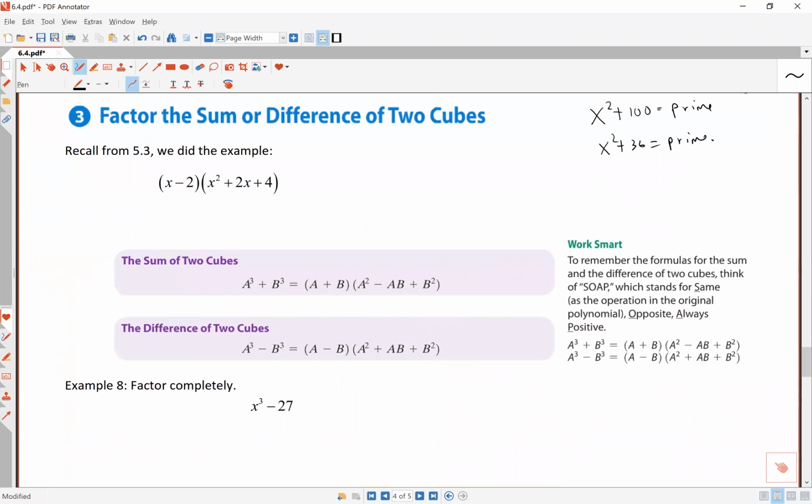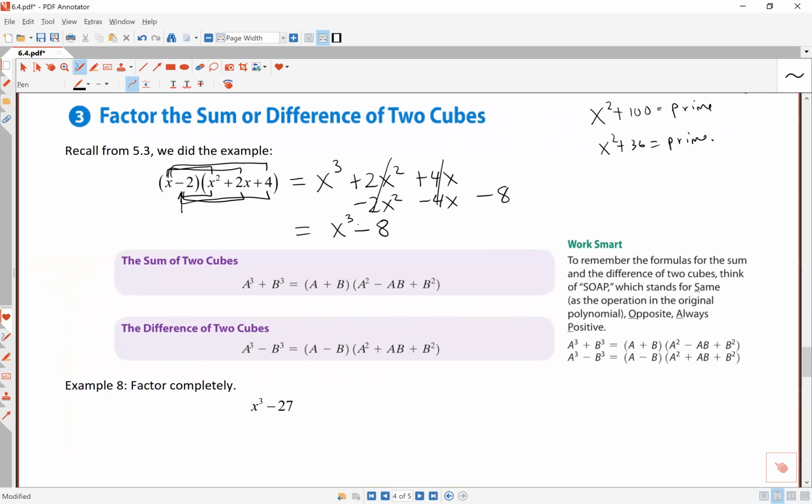Factor the sum or difference of two cubes. Recall from 5.3, we did an example like x minus 2 times x squared plus 2x plus 4. When you multiply that out, that gives you x cubed, that gives you 2x squared, and that gives you a 4x. Now, because this is a minus sign, we're going to end up with a negative 2x squared, a negative 4x, and we're going to be left with a negative 8. And the result of all that, with all of the cancellation in the middle, is x cubed minus 8.